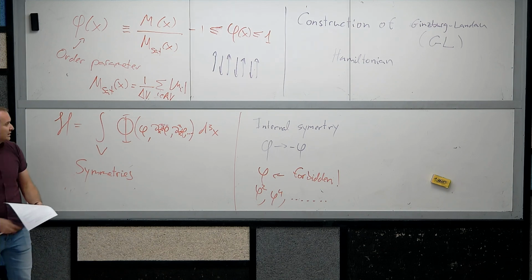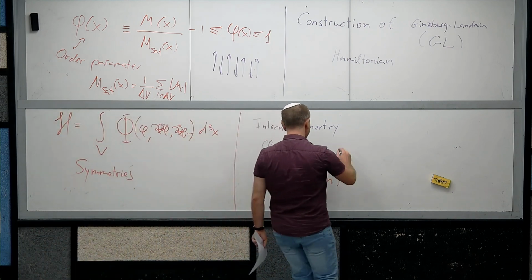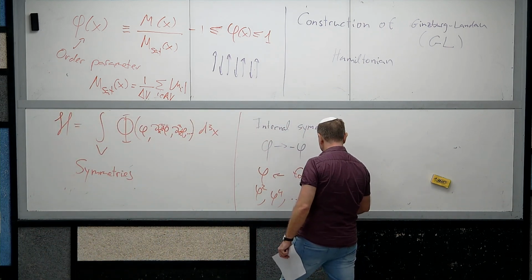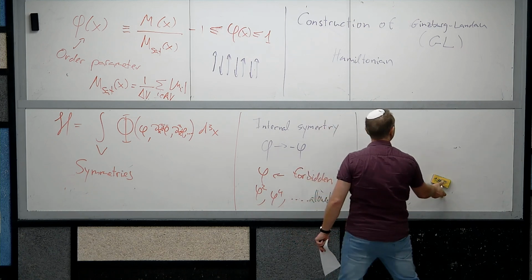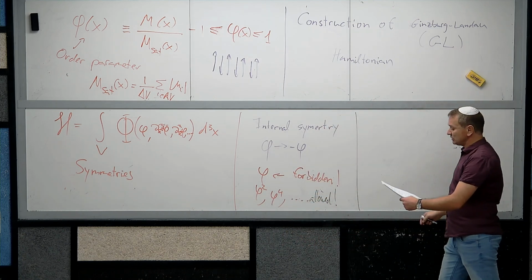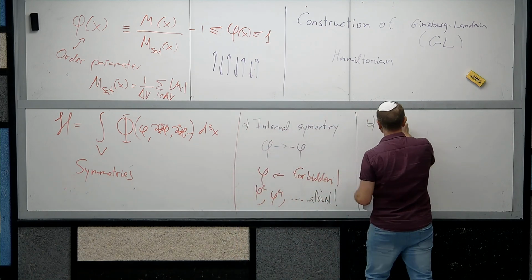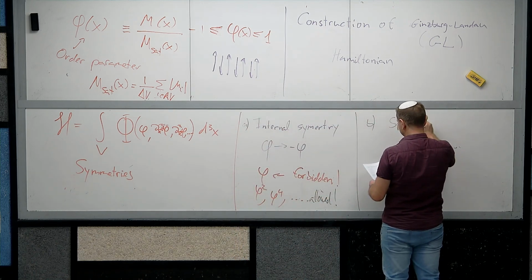Okay. So this is internal symmetry. Now this is allowed. So internal symmetry is A. B. Spatial symmetry.